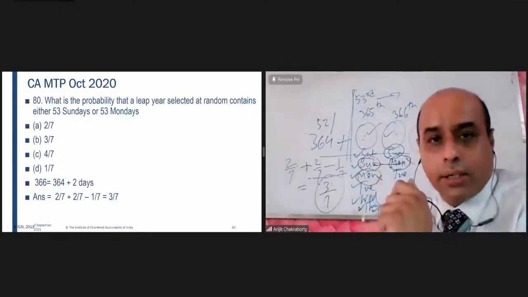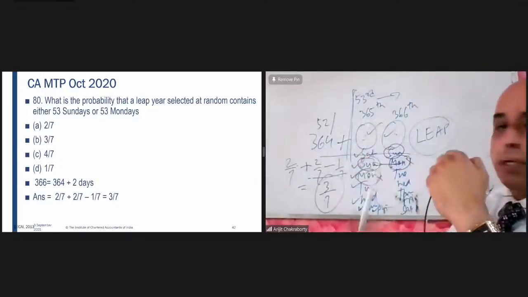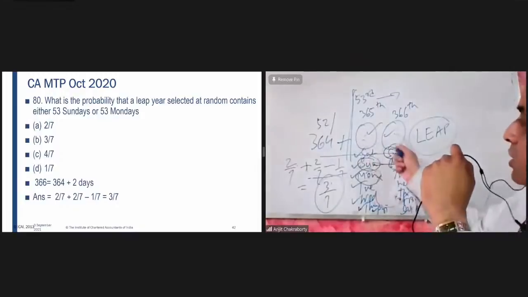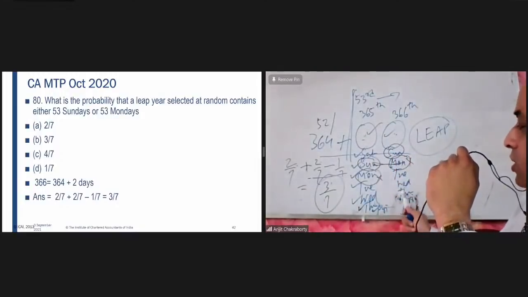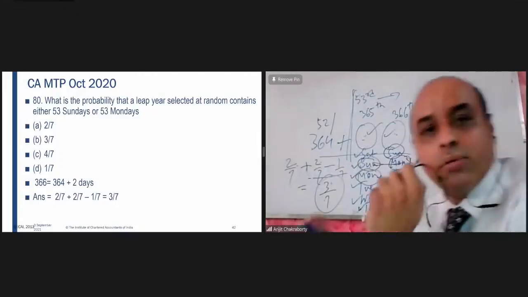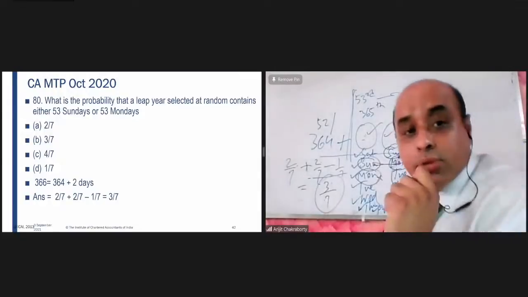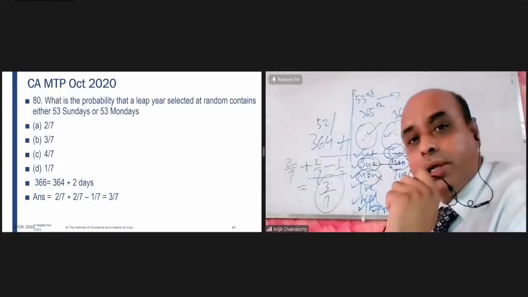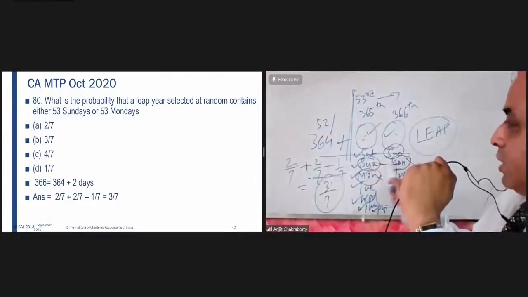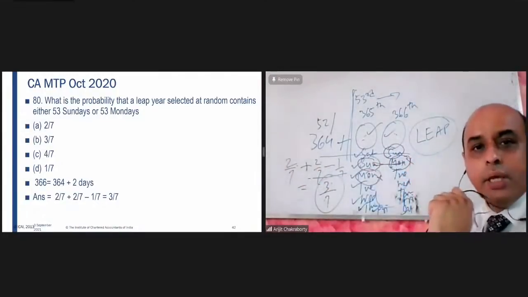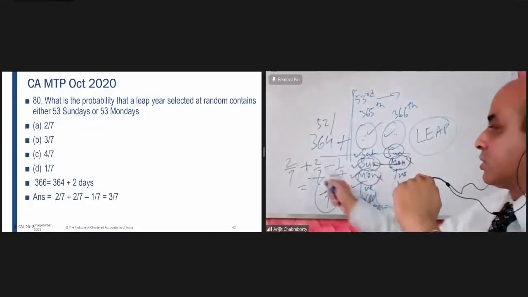So any week can start, the 53rd week. It can start with a Saturday, Sunday; Sunday, Monday; Monday, Tuesday; Tuesday, Wednesday; Wednesday, Thursday; Thursday, Friday; and Friday, Saturday. If you count, there are 7 possible ways. But I need to know how many cases are favorable for Sunday. This can happen when we have Saturday, Sunday and Sunday, Monday. So 2 cases, 2 by 7. Similarly, for Monday, we have 2 options, Sunday, Monday and Monday, Tuesday. So again, 2 by 7.